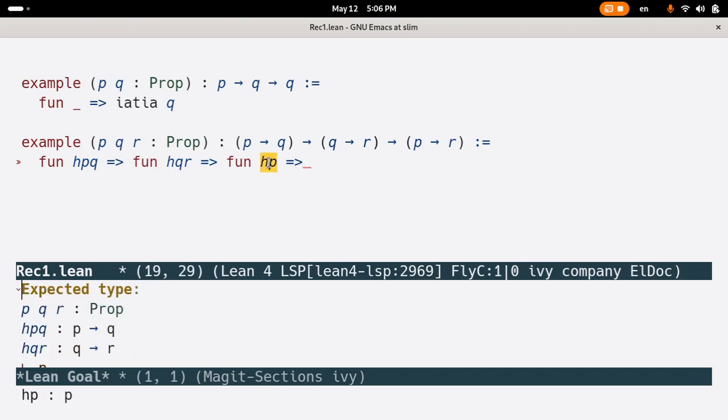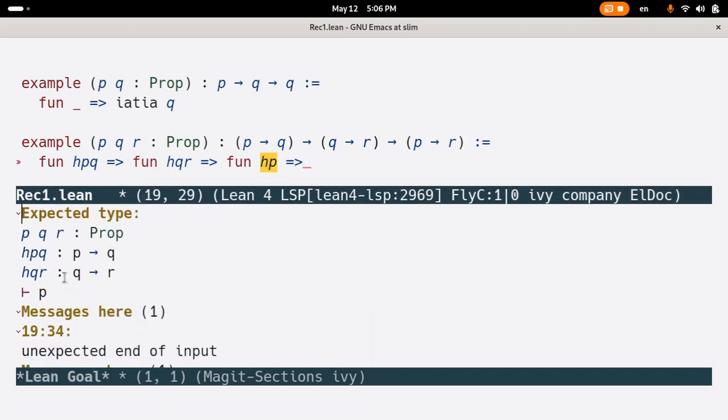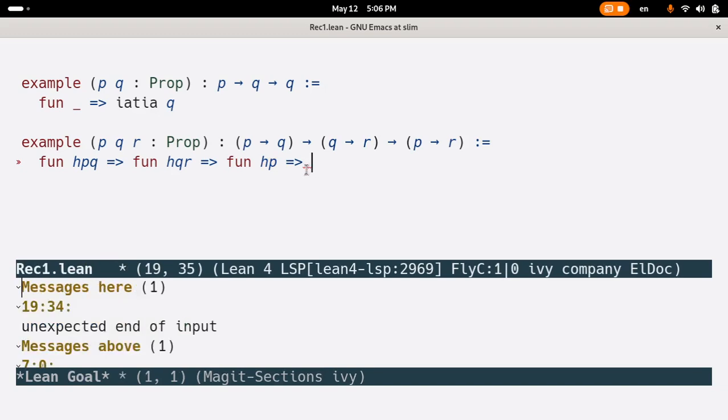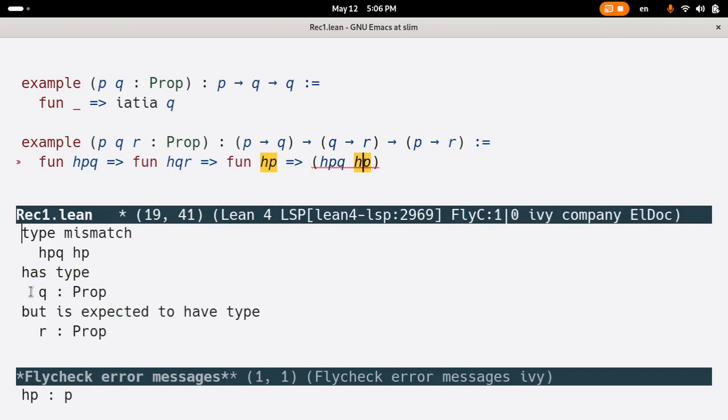So if I put my cursor here, you can see that Lean is telling me HP has type P, and it is in the context of HPQ, which has type P implies Q, and HQR, which has type Q implies R. So since we have a proof of P and we have a proof of P implies Q, I can write HPQ HP, and notice Lean says that this proof has type Q, but it expected something to prove R.